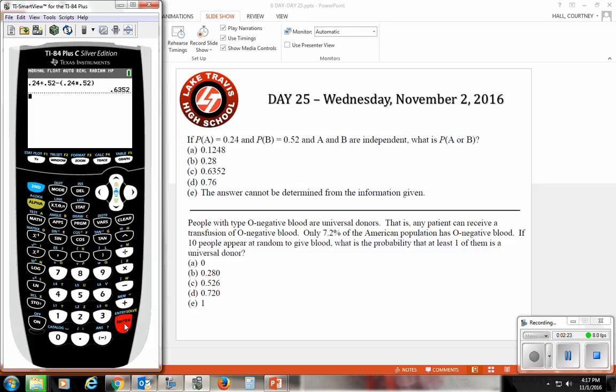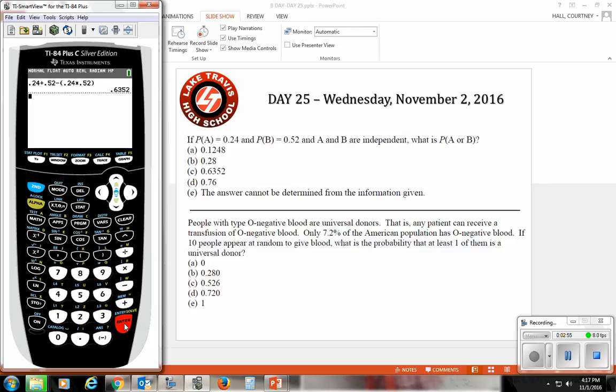Okay. So if we want at least one of them out of the 10 people to be a universal donor, then that means that you basically are not allowed to have 10 of them not be a universal donor. So you're going to find the probability, and I know it sounds really weird, guys, but you're going to find the probability that 10 of them are not a universal donor, and whatever probability you get, you're going to subtract that from 1, and so then you're going to have at least one of them that are.